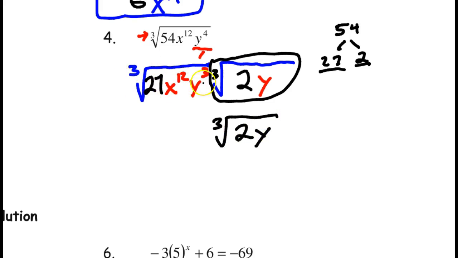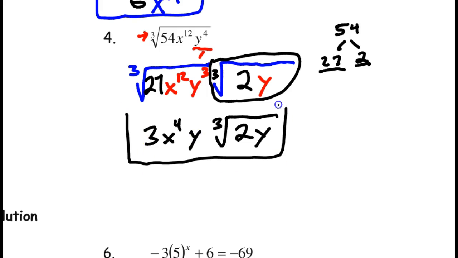But all this stuff, I've set it up now that I can... The cube root of 27 is 3. 12 divided by 3 is just 4, and 3 divided by 3 is just 1. Okay? That's a little more difficult problem, okay?